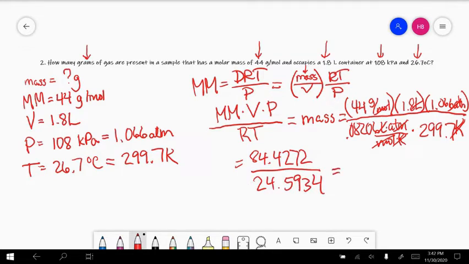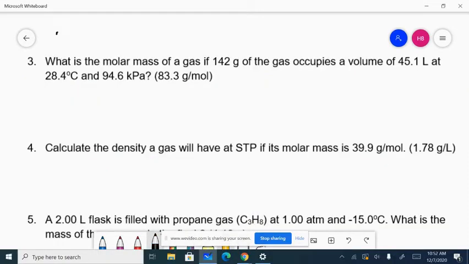And that's going to give me an answer to 3 sig figs of 3.46 grams. Okay, now that we've derived the equations, we're going to do the next ones a little bit more quickly. Number 3 states, what is the molar mass?